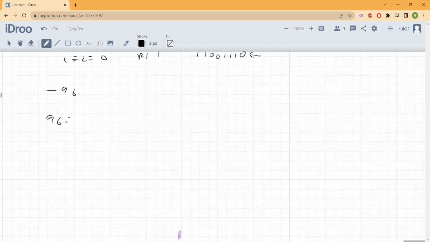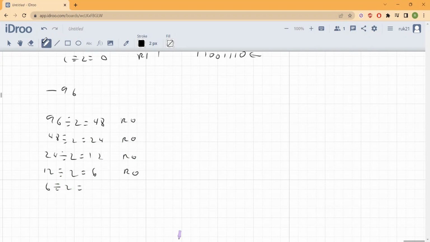So we're going to start: 96 divided by 2 is equal to 48 with a remainder of 0. 48 divided by 2 is equal to 24, remainder of 0. 24 divided by 2 is equal to 12, remainder of 0. 12 divided by 2 is equal to 6, remainder of 0. 6 divided by 2 is equal to 3, remainder 0. 3 divided by 2 is equal to 1, remainder 1. 1 divided by 2 is equal to 0, remainder 1. So here we go.